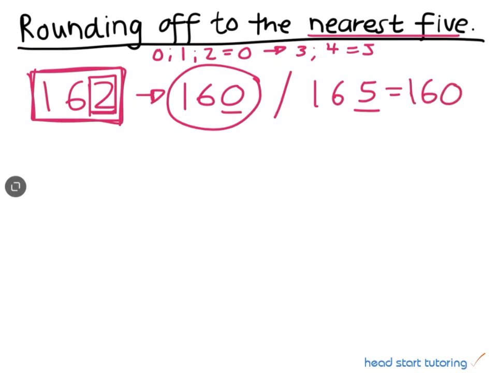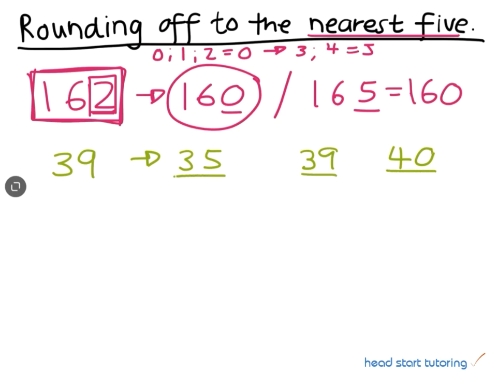If we have a look at the number 39, we know that the multiples of 5 closest to 39 would be 35, with 39 in the middle, and 40. Now we need to decide whether 39 is closest to 40 or closest to 35.